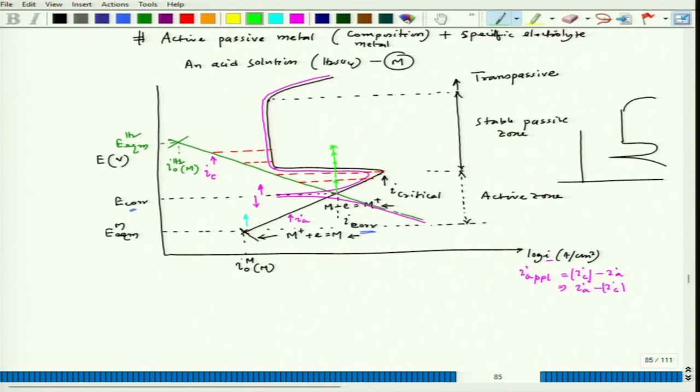So let's assign some values. Let's say this value corresponds to 10 to the power 3 and this value corresponds to 10 to the power 4. This value corresponds to, let's say, 1. This value corresponds to, let's say, 10. Like that way, if we keep moving on, this value corresponds to, let's say, 10 to the power minus 2. This value corresponds to 10 to the power minus 4, and this is in ampere per centimeter square.